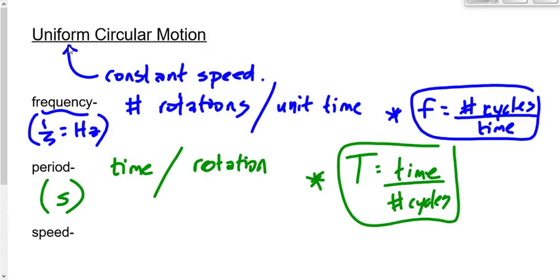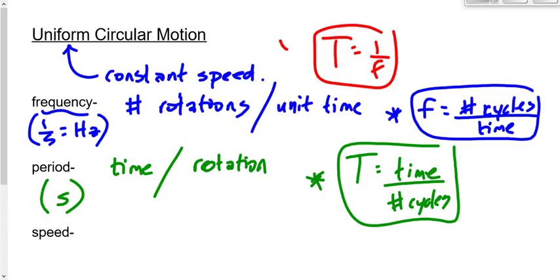Now I'm going to put in red an equation that relates these two together that is on our data sheet. We can say that T is equal to what? 1 over F. And therefore we could say that F is equal to 1 over T as well. Again, that is on our data sheet.